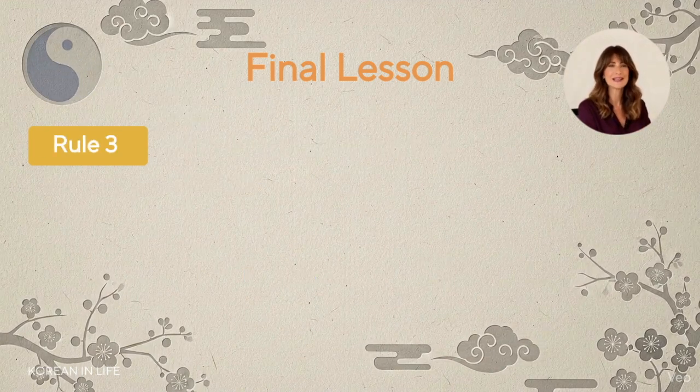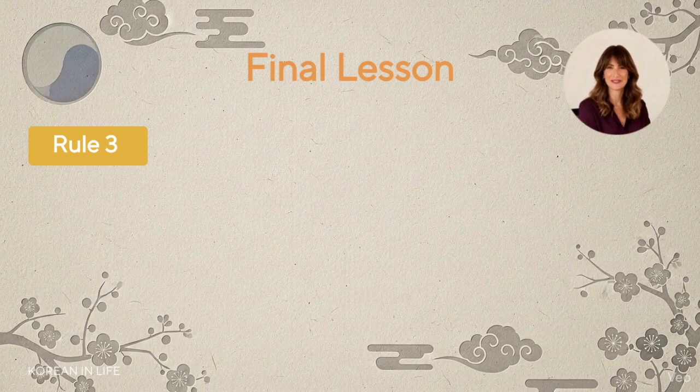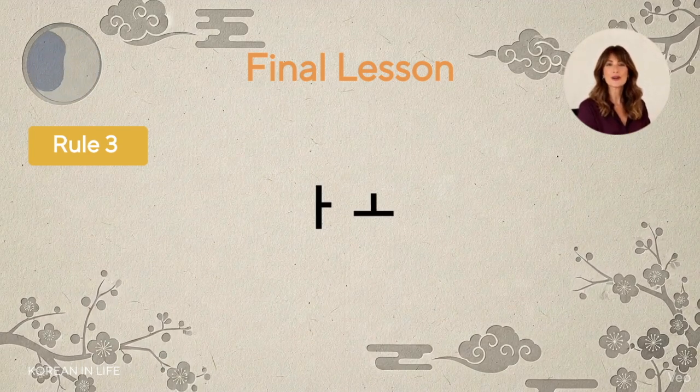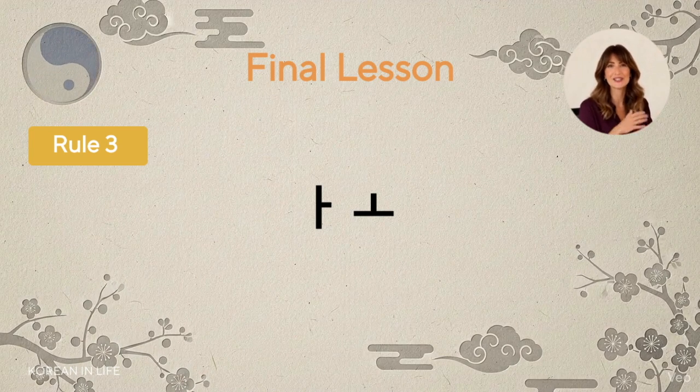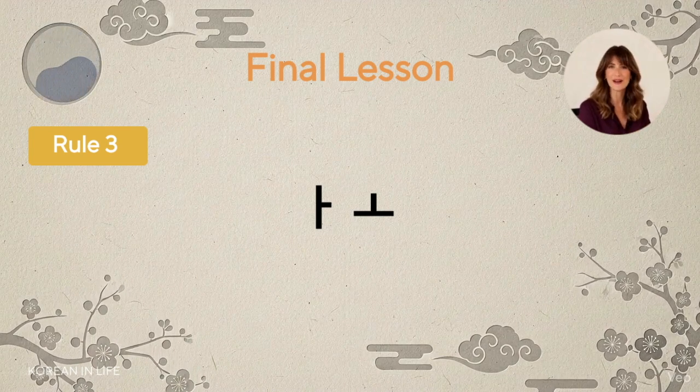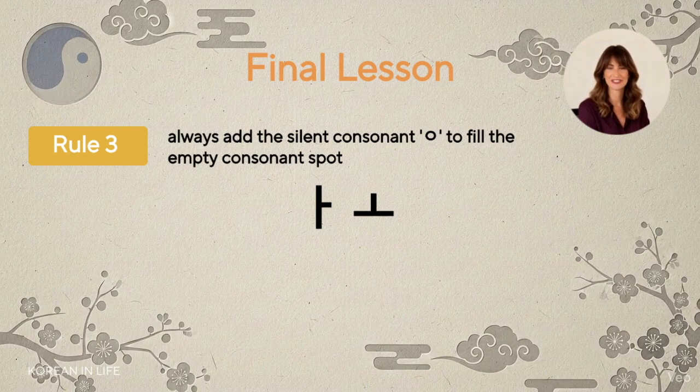Rule number 3. This one is super important. What if you want to write just a vowel sound, like a or o, with no consonant sound? In Hangul, a vowel cannot stand alone as a syllable block. So, we add the silent consonant, iung, to fill the empty consonant spot.